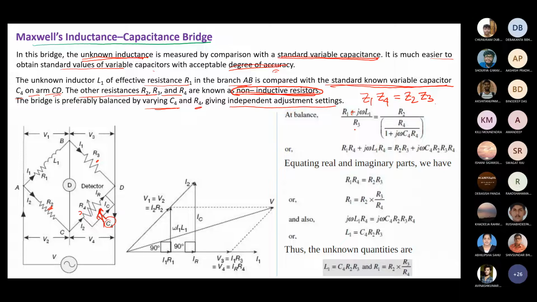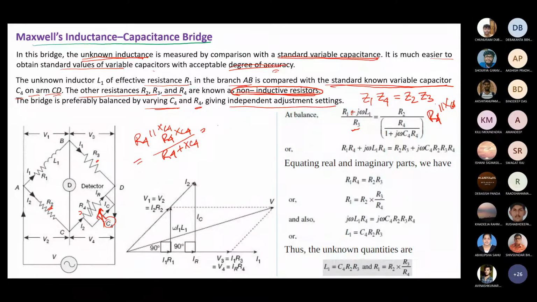So Z1 by Z3. What is our Z3? It is R3 as written. Z2 is our R2, and Z4 means R4 parallel with X C4. Parallel means multiplication by addition.